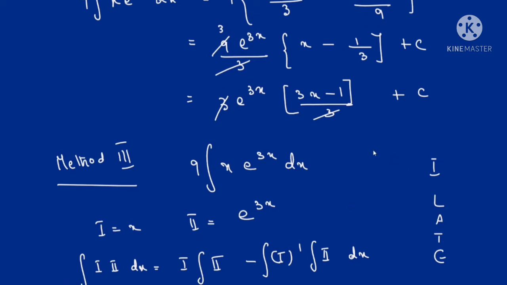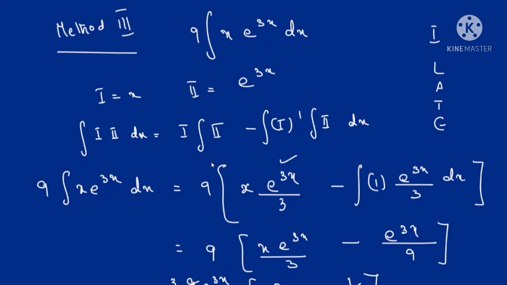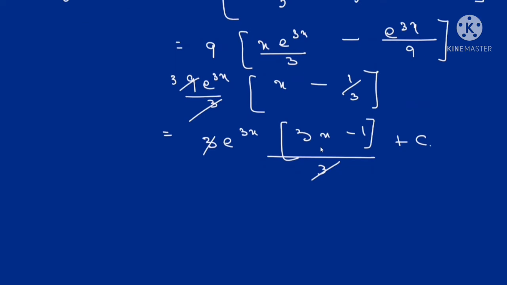This is also called integration by parts. So here we are not writing it as u and dv. We are writing it as a first function, second function. So write the first function, integrate the second function, minus integral of, differentiate the first function and integrate the second function. So these are the 3 methods. You can choose any one of these methods.